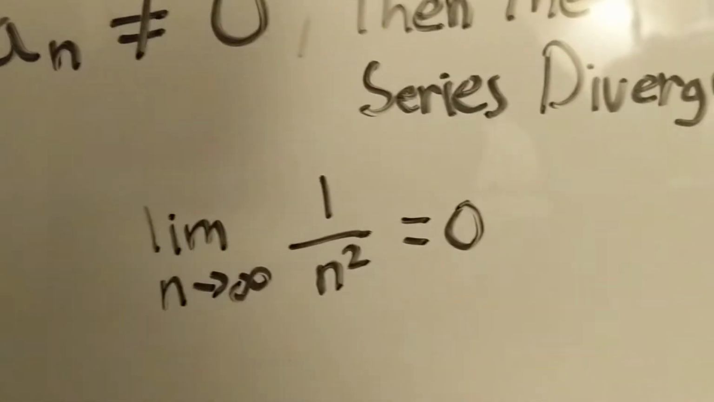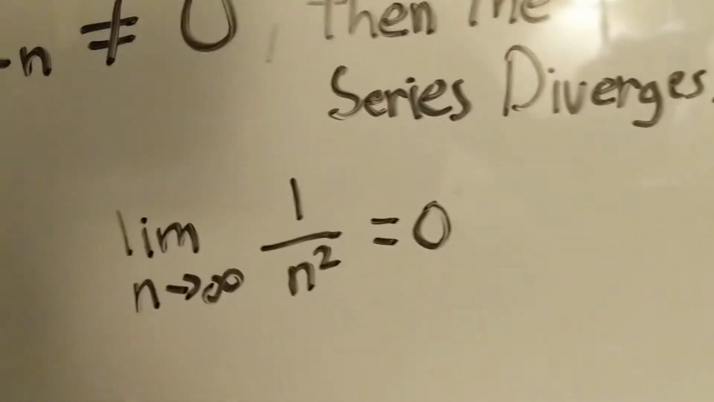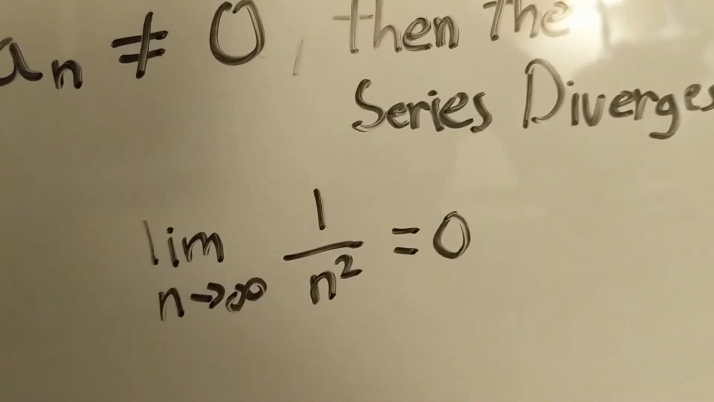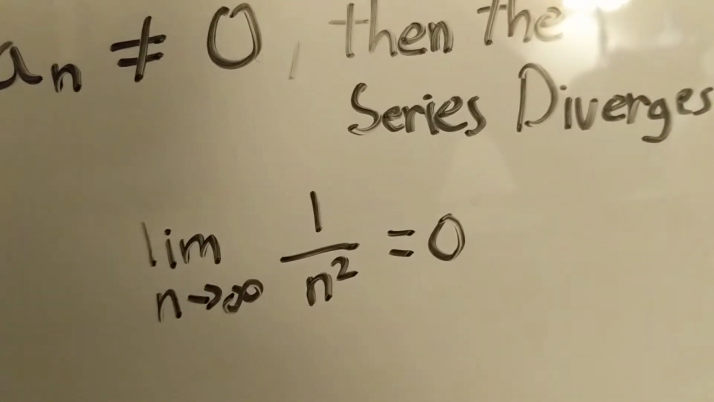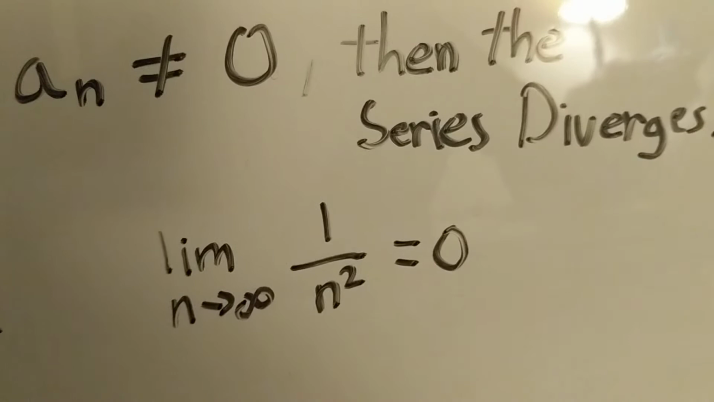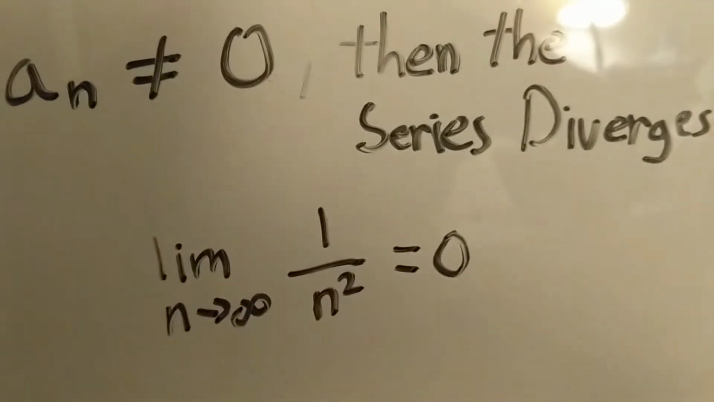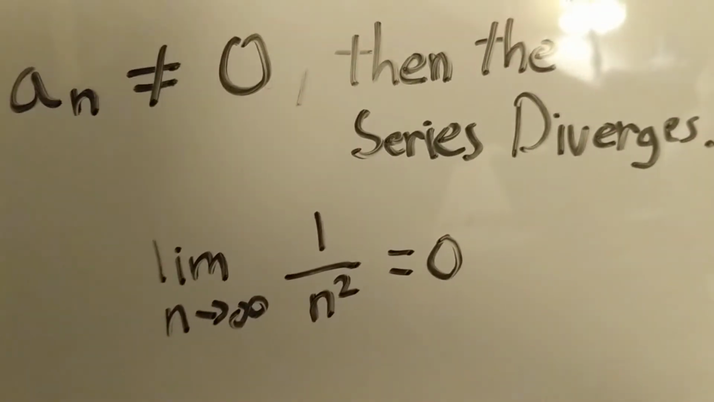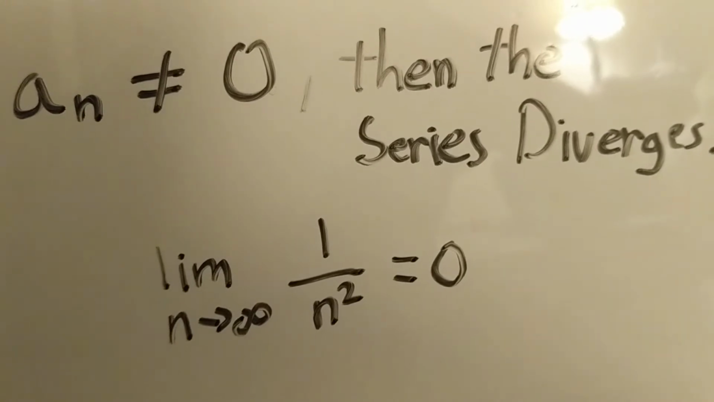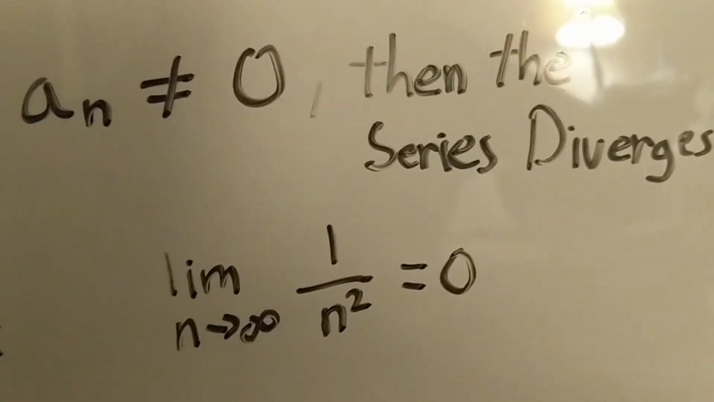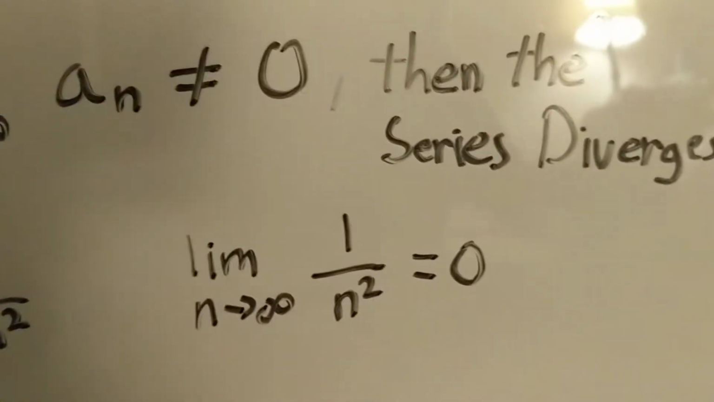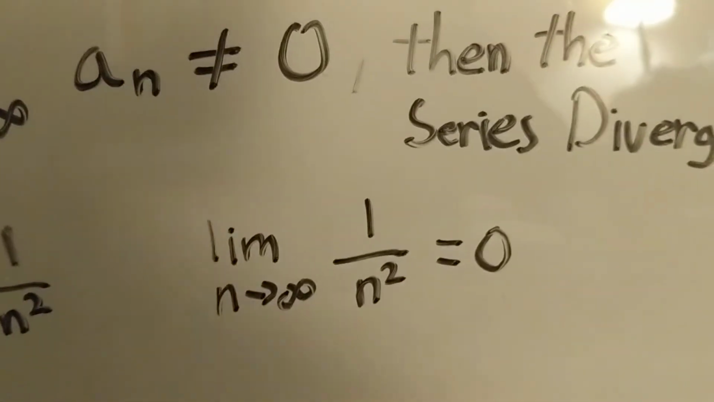But does this mean it converges? If a series converges, that means it doesn't diverge. Well, we can't really say that it converges, but we can say that the test is inconclusive, because it didn't prove anything.